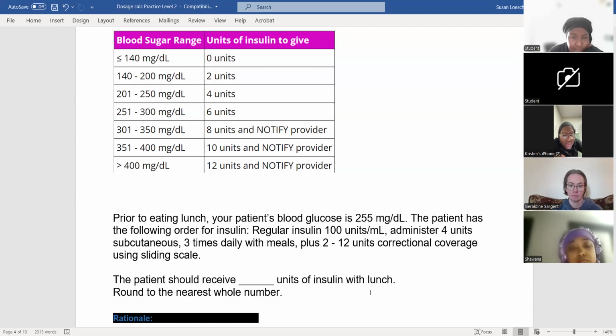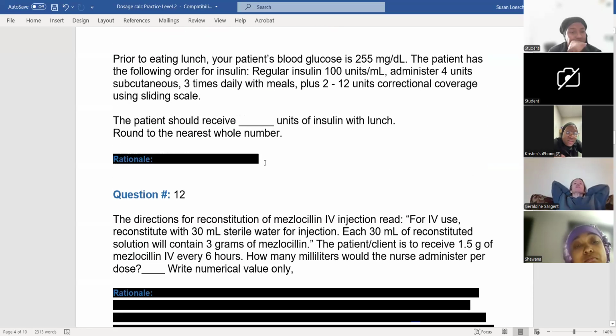So that's part of your order right there. He's already getting 4. Now you're going to look at the blood sugar. The blood sugar is 255. So the scale says if the blood sugar is 140 or less, he won't get anything. If it's 140 to 200, he gets 2 units, and so on and so forth. So now you got to go to where his blood sugar is and how much are we giving for 255? 6 units. And you're giving 4 units already. So how much are you giving altogether? 10. And that's how you use the sliding scale.